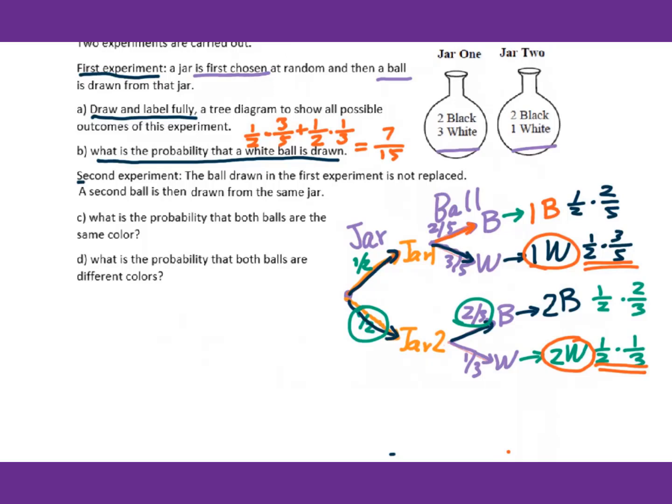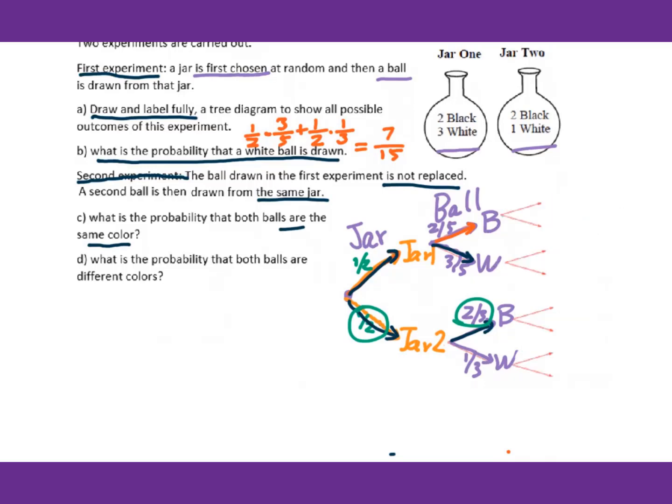Let's go to the second experiment. The ball drawn in the first experiment is not replaced. A second ball is then drawn from the same drawer. What's the probability that both balls are the same color? Now we keep drawing this tree diagram. Then we need to draw the second ball. For the second ball, it's not replacement. Therefore, the second ball could be black and white for all of these.